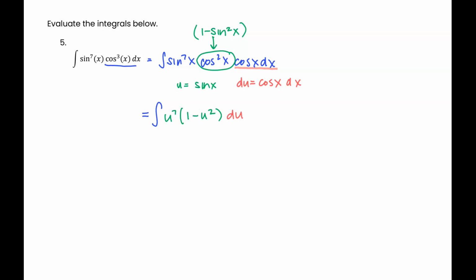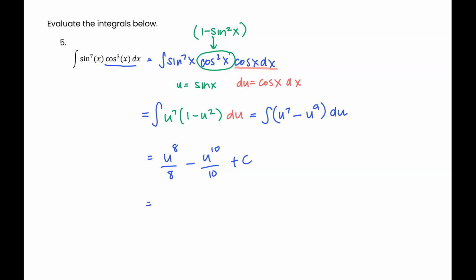Gorgeous. We need to distribute so that we can actually use the power rule, because right now we still have a product, and that's not very helpful in antiderivative land. So let's go ahead and distribute that u to the 7th. U to the 7th times 1 is u to the 7th. U to the 7th times u to the 2nd is u to the 9th. All right, and now we can use the power rule to rewrite this. U to the 8th over 8 minus u to the 10th over 10 plus c.